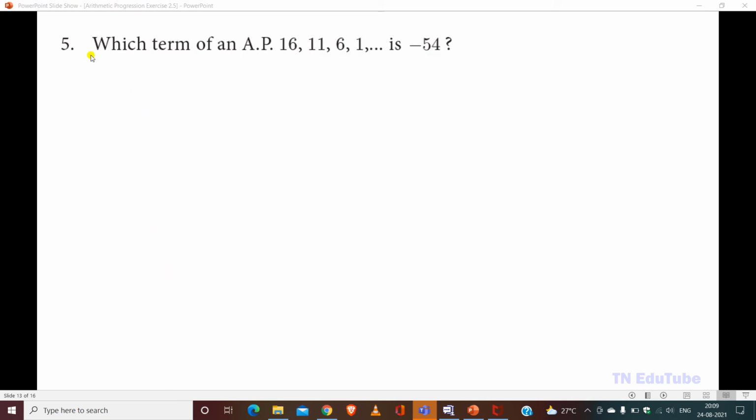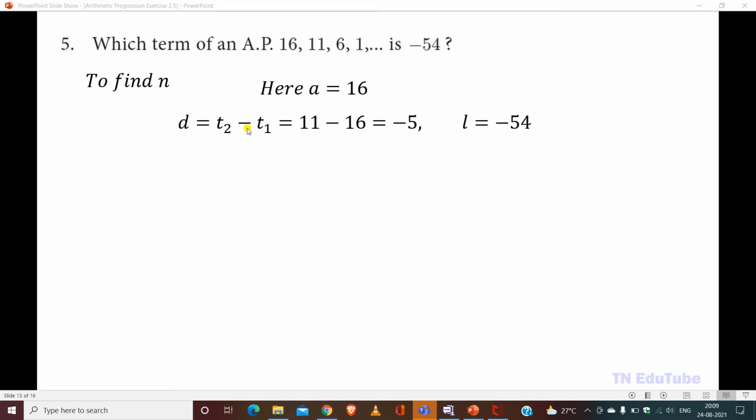Then the fifth question: which term of the AP 16, 11, 6, 1, etc. is minus 54? Which term means you have to find out the n value, the nth term. We can take it as the last term is minus 54 and find out what number it is. To find n, in this AP, A is equal to 16 and the common difference is 11 minus 16, you get minus 5, and the last term is minus 54.